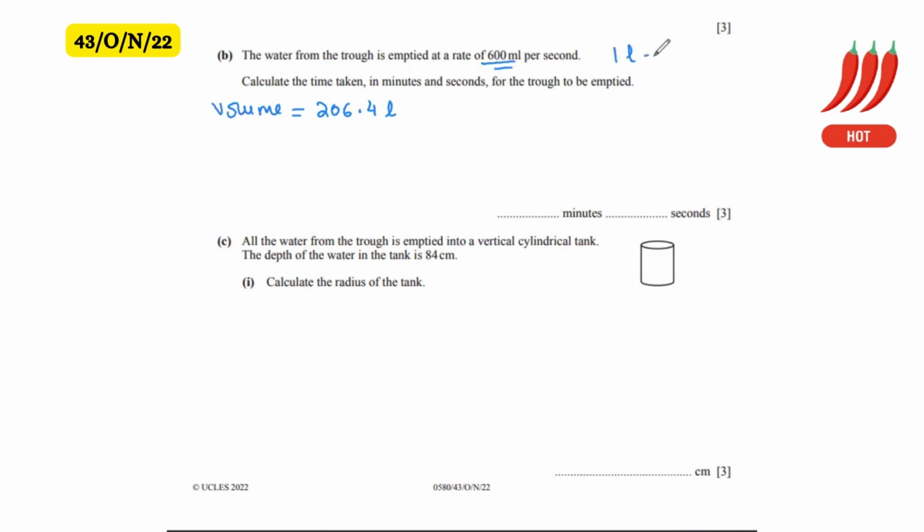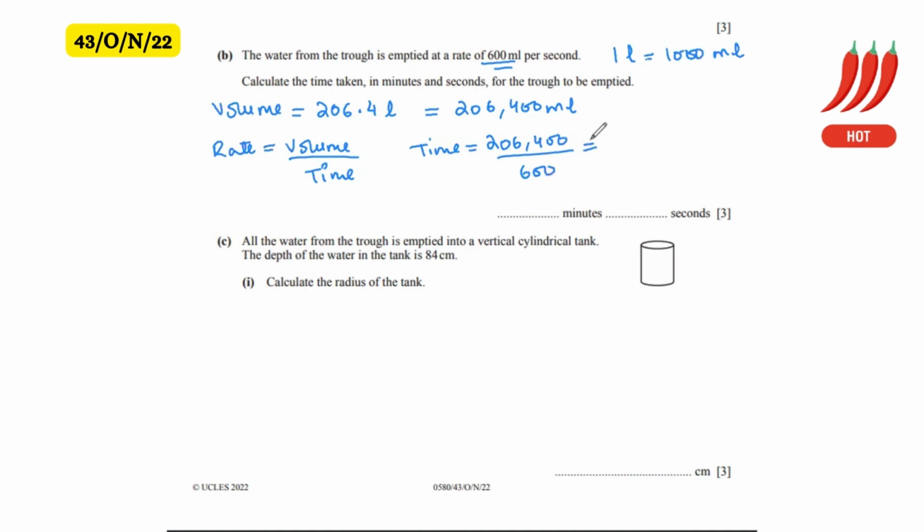So 1 liter is 1,000 milliliters. So in milliliters, it's going to be 206,400 milliliters. Rate is your volume divided by time. So for time, we do volume divided by rate. So 206,400 divided by 600, which is going to give us 344 seconds.